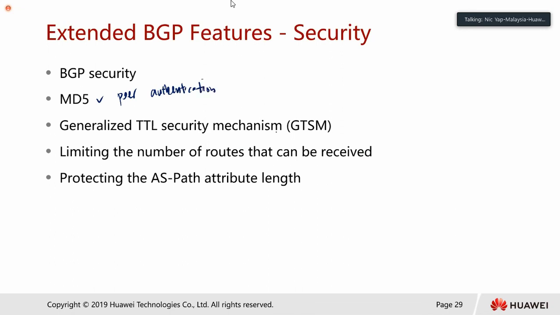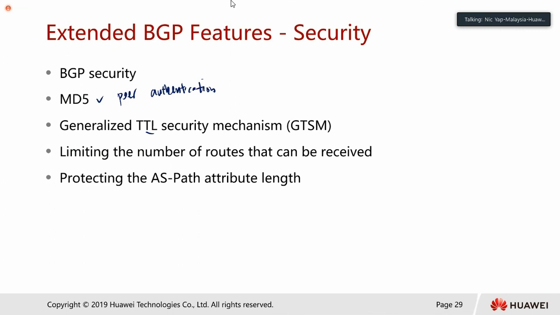Okay. GTSM, Generalized TTL Security Mechanism. It's called GTSM. It will check whether the TTL value in the IP message is within the defined range, which helps to protect the services at the IP layer and enhance the security of the system. So this is defined on the TTL. Every time you form a session with me, I need to make sure that the TTL matches. It's only one hop away.